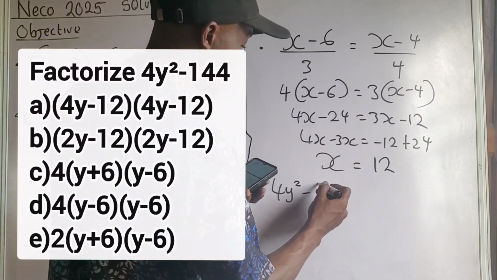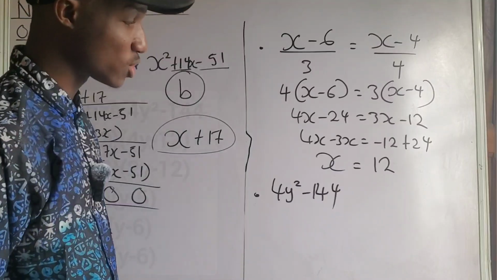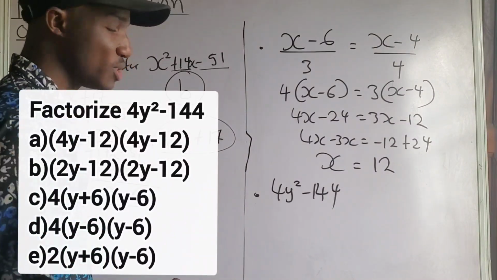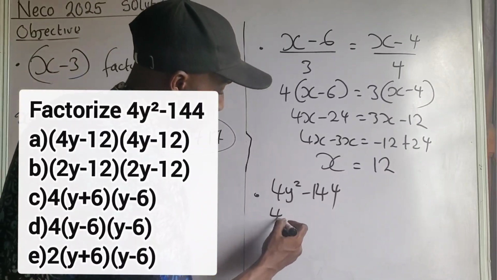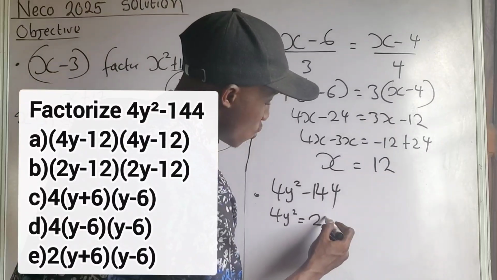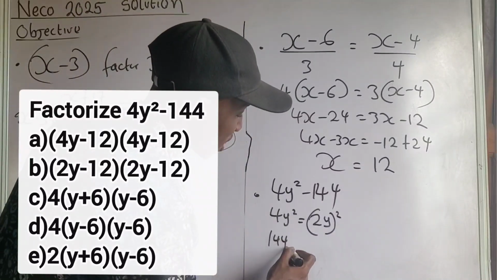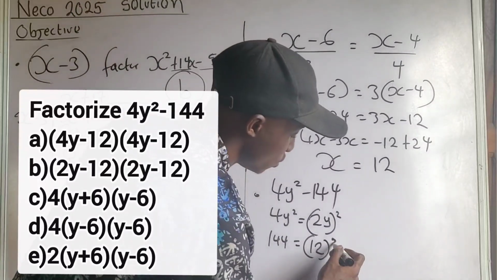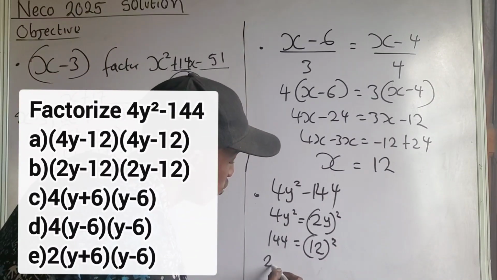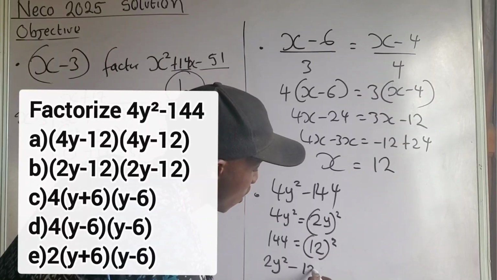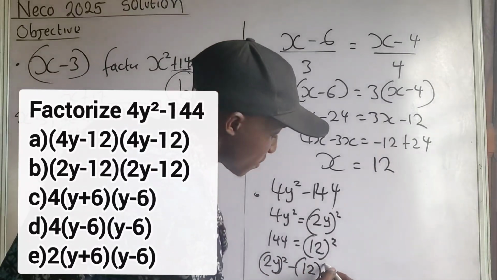We are asked to factorize 4y squared minus 144. To do this, please pay attention. I can rewrite 4y squared as (2y) raised to the power of 2, and 144 can be written as 12 raised to the power of 2. So I'm going to have (2y) squared minus 12 squared.